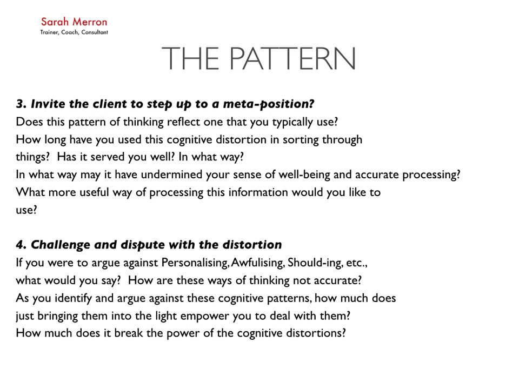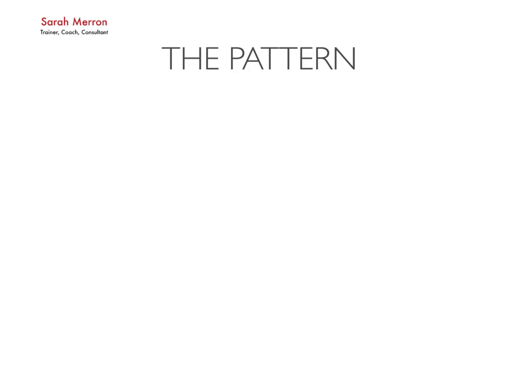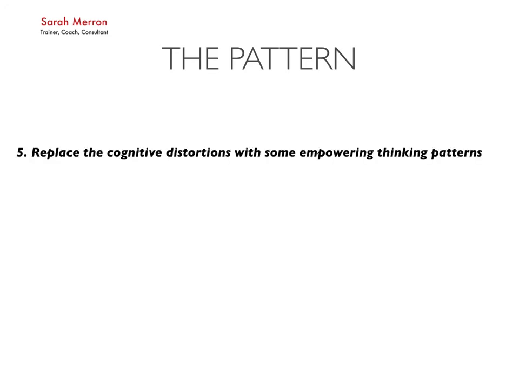And then you invite the client by saying, so if you were to think about it this way or that way, how much does it change the influence or the power of that awfulizing or that awful perspective or that cognitive distortion, however you want to present it? Good. Okay. So these are the first 4 steps of the pattern. The last step, step number 5, is to replace the cognitive distortions with empowering thinking patterns. Now, I'm about to give you a list of different thought patterns which may well be helpful for you when you're working with clients.